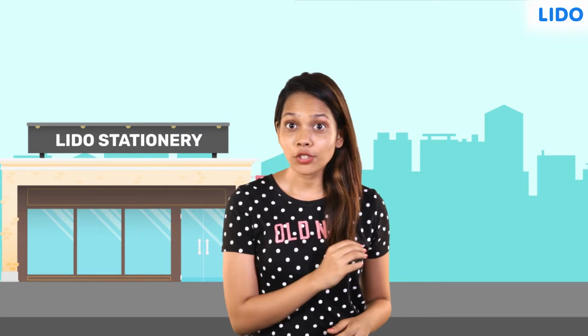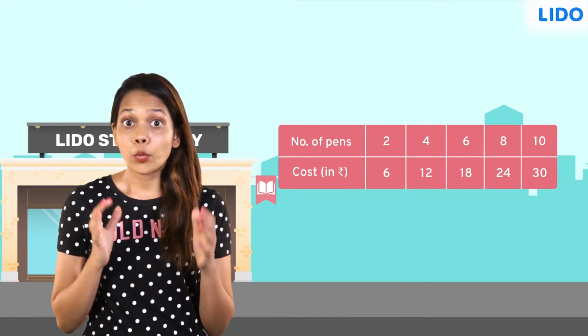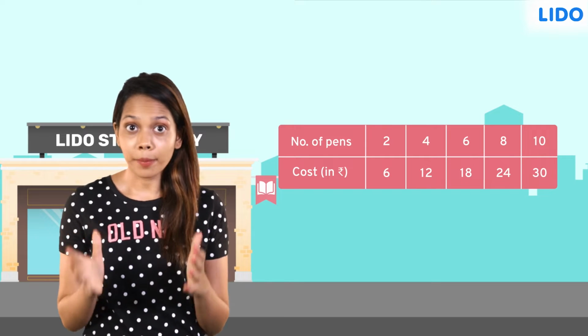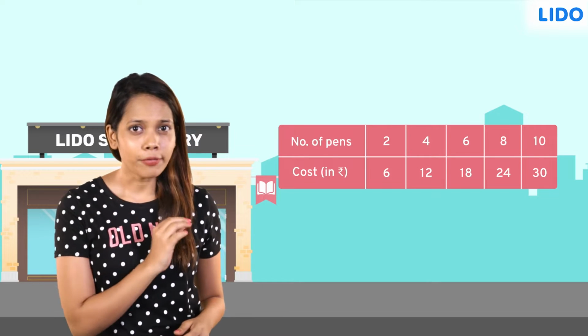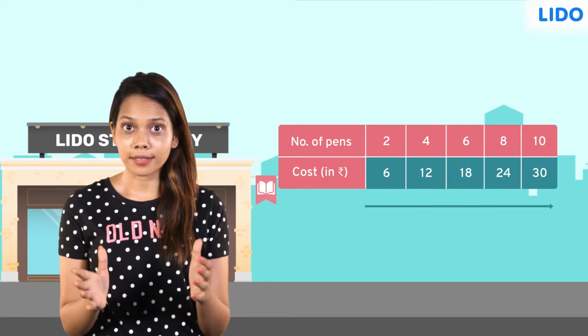Guys, I'm at a stationery shop to buy some pens for my term exams. And I found an interesting pattern in how the pens are priced. Here is a chart placed in front of the store which shows the cost against the number of pens. Look carefully. As the number of pens increase, the cost also increases.